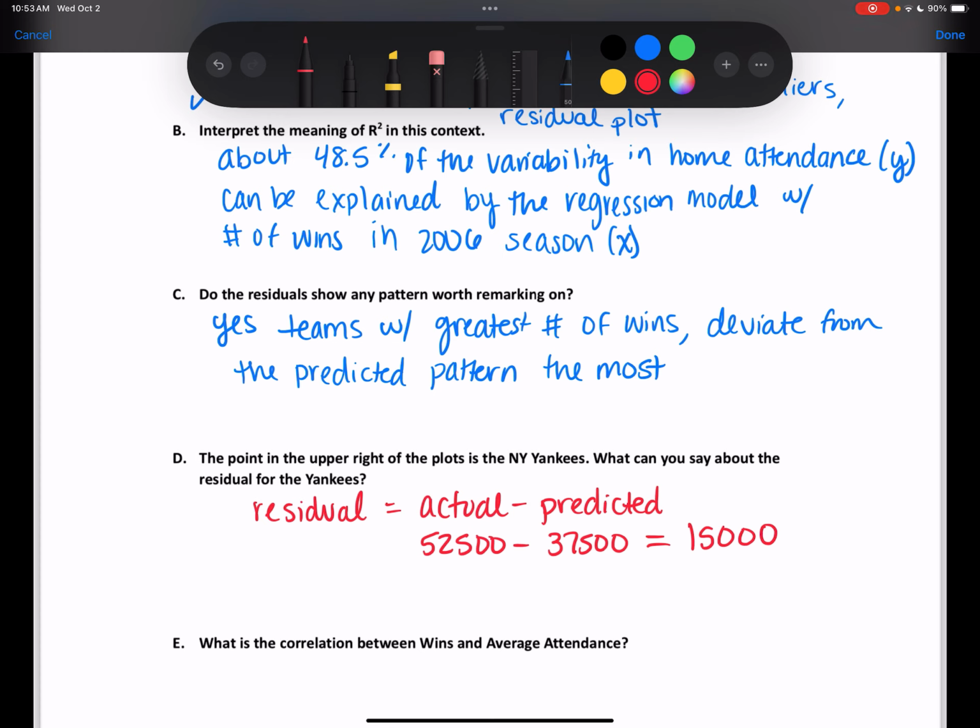So what does this tell us about the prediction? It's a positive number, so what do we know about the prediction? It's less than that. Like, wait, what do you mean? It's below what it actually is. Yeah, the prediction was too low.